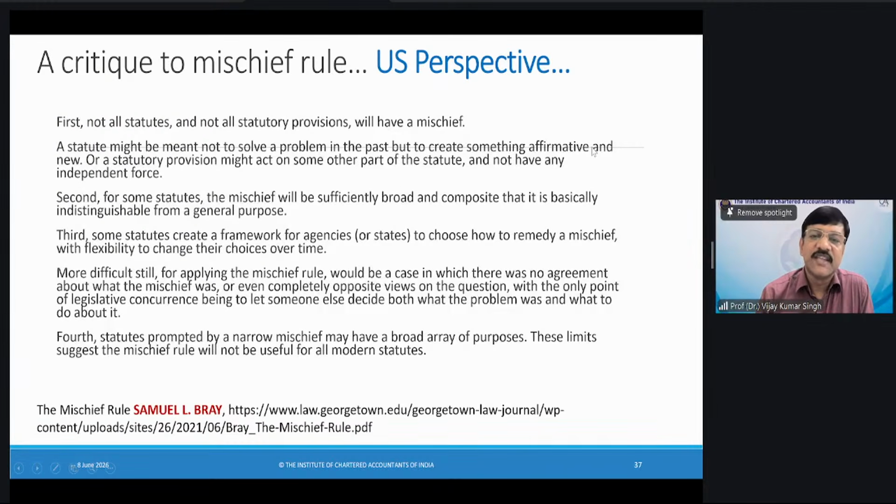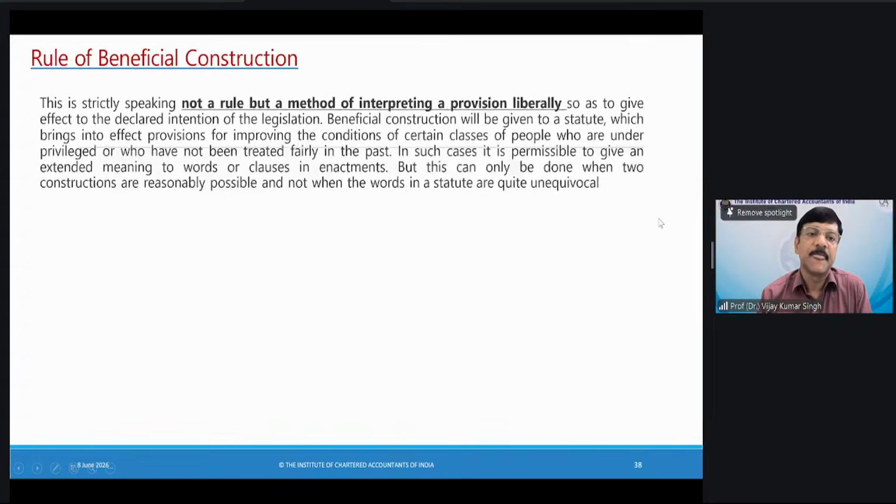However, this mischief rule has a critique. I will not touch upon this because this will become too detailed for you people. But you can read this. I'm going to share this particular slide with you. So you can read this. And if you still have a question on this, I will be more than happy to discuss that later.